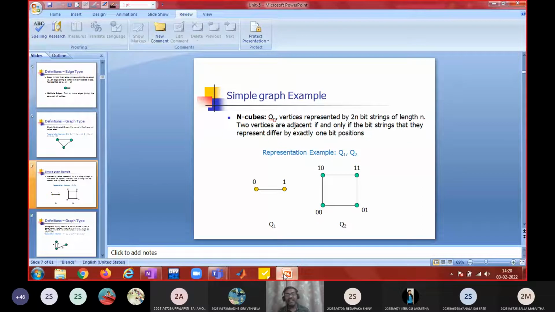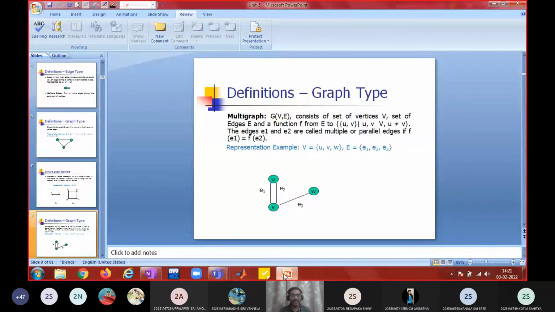If there is a string of length n having zeros and ones, the graph that is so obtained is called a hypercube. Multigraph we have seen, because if there are multiple edges, we may call it a multigraph. These are all called parallel edges.